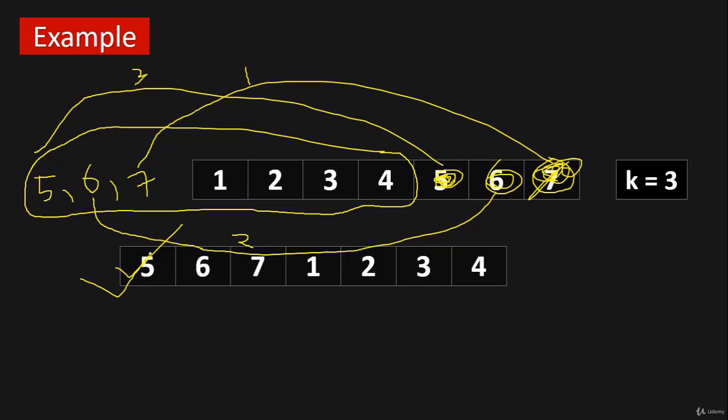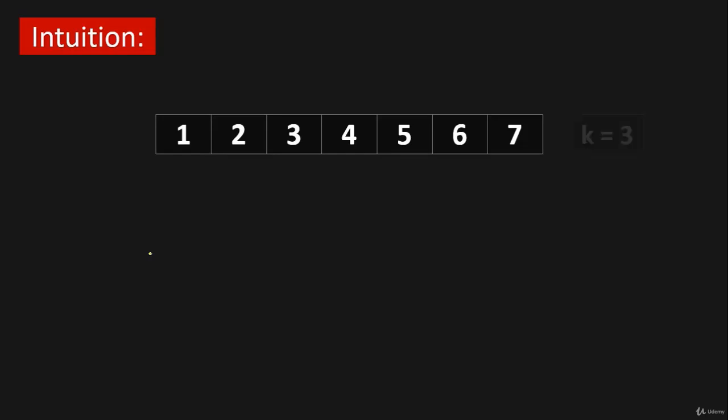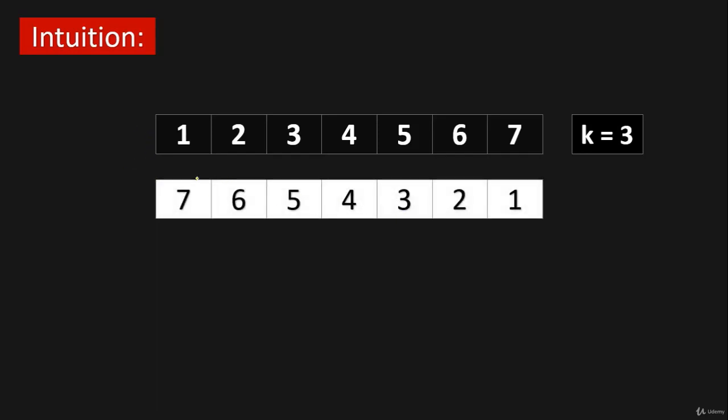Some people think this is a pretty abstruse problem, but I think it's pretty easy if you understand the intuition. Now let me go through the intuition. Let's assume we're given this array and k equals 3 for the sake of understanding. Now what we're going to do is reverse the entire array. If we reverse the entire array, then we get this array. Okay, this is the reversed array of the given array.